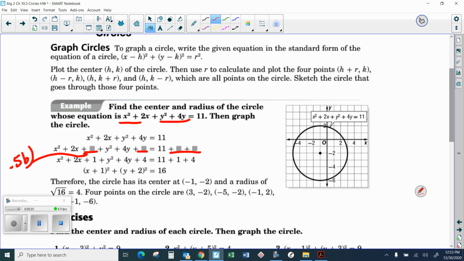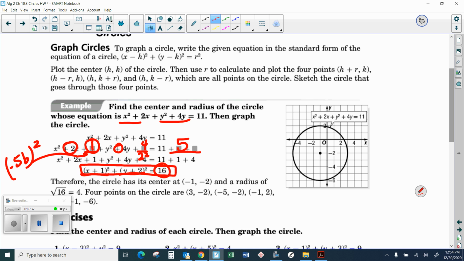Half of b, squared. So half of 2 is 1, squared is 1. Half of 4 is 2, squared is 4. I added 5 to the left, so I must add 5 to the right. 11 plus 5 is 16. And then I have (x plus 1) quantity squared, and (y plus 2) quantity squared. Okay, so that is all review from geometry.